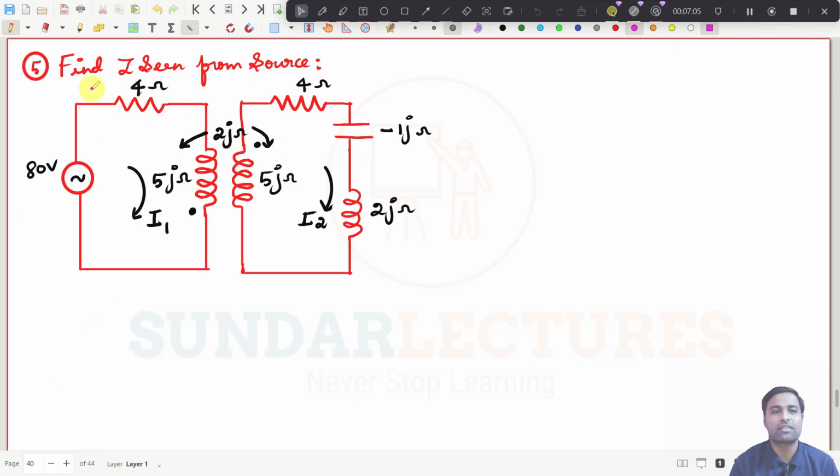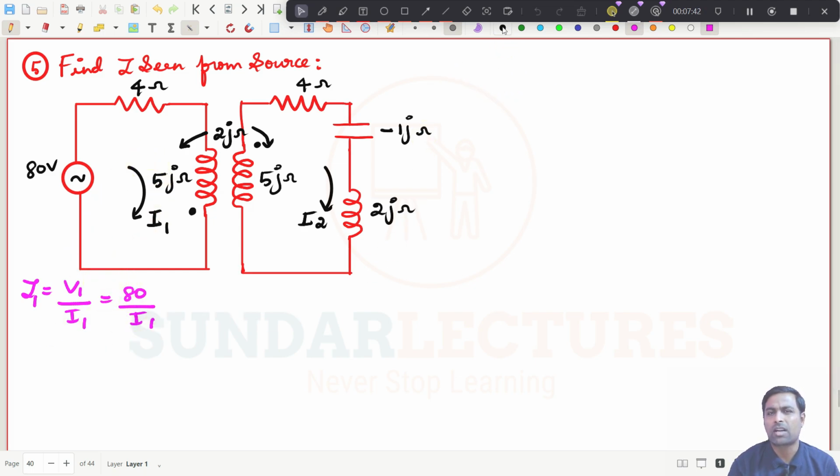See, what is the question they are asking you? To find Z seen from source. That means what? This one, right? Z seen from source means you need to find Z1, because this is circuit 1, this is circuit 2. Z1 is equal to V1 divided by I1. I need to find this ratio, right? I know V1, that is 80 volt, the source voltage that was given here. I need to find what is I1.